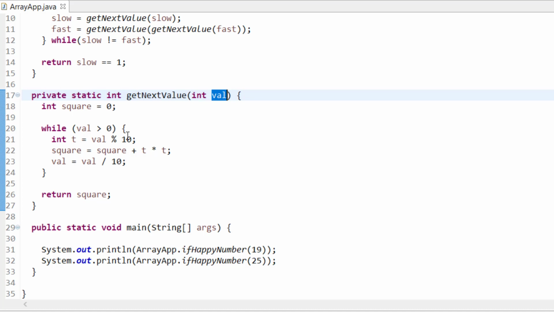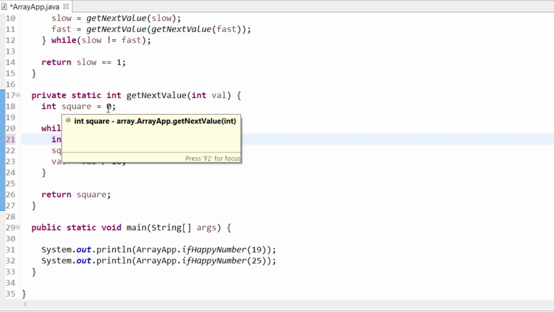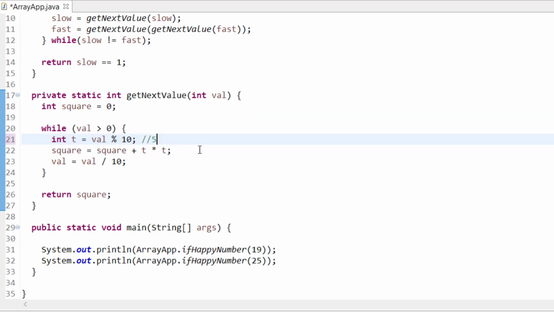So what I will do is repeat until the value is greater than 0. First of all I will get the remainder by 10. So for 25 it will give me 5, because 25 modulo 10 is 5, right? Now at the starting my square is 0. So I will say square plus t multiplied by t. So t is 5, and it will give me the square of the last digit. So it will add into square, and now I will divide the value by 10. So earlier my value was 25, and 25 divided by 10 will be equal to 2, right?